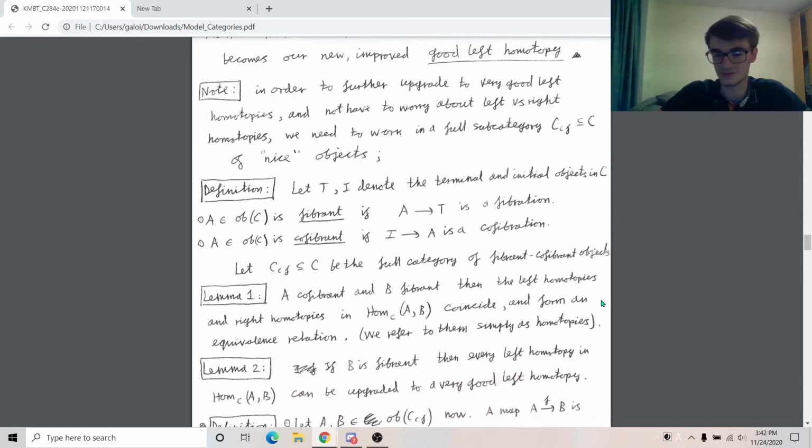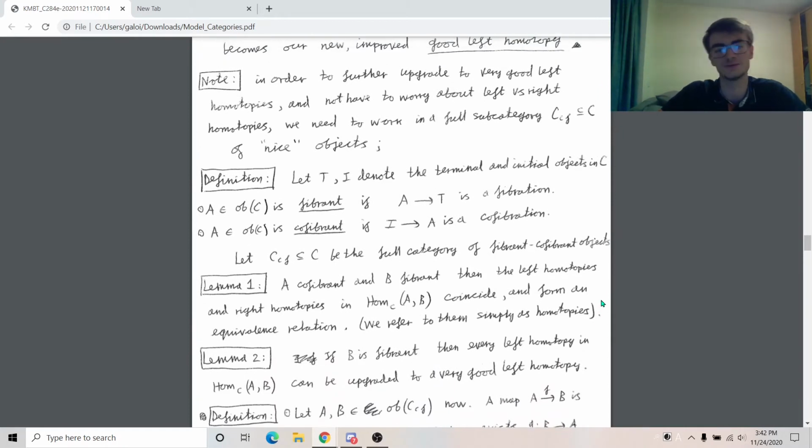Then we have the following two lemmas, which I shall not prove, but they are quite simple to prove. Each is about one side of A4. And there's a lot of diagrams, so the arguments aren't that long. So if A is cofibrant and B is fibrant, then the left homotopies and the right homotopies in this set hom from A to B coincide. And they form an equivalence relation, so we can just refer to them as homotopies. So we remove the need to distinguish between left and right homotopies.